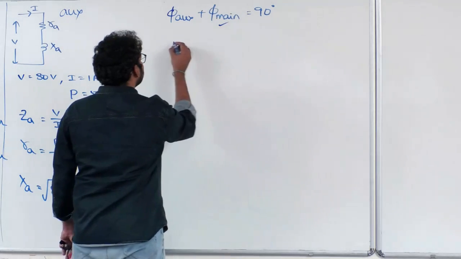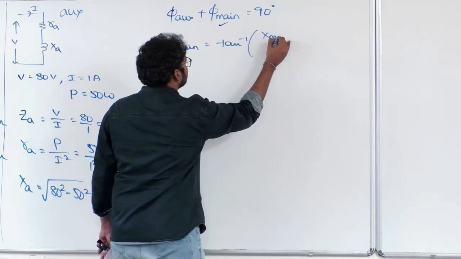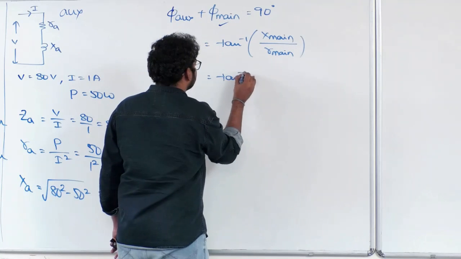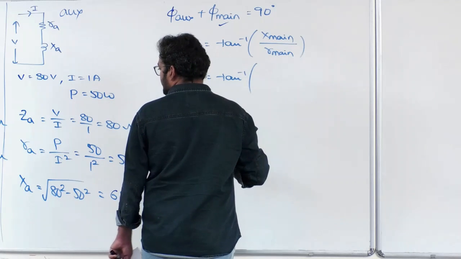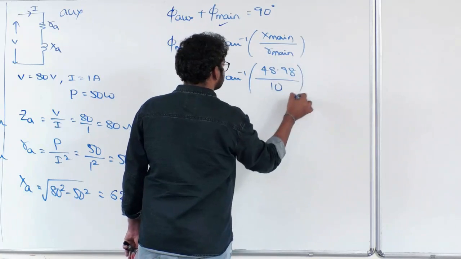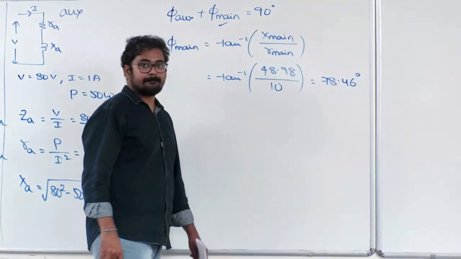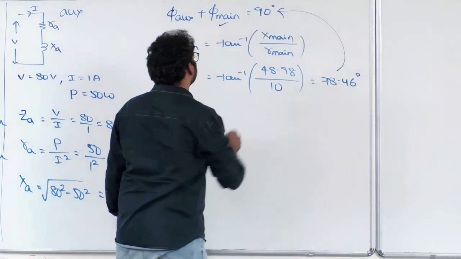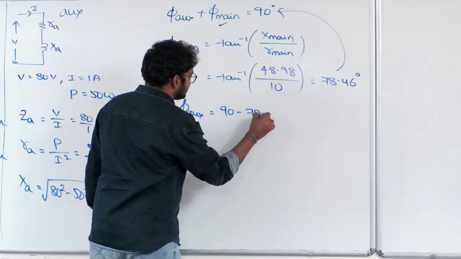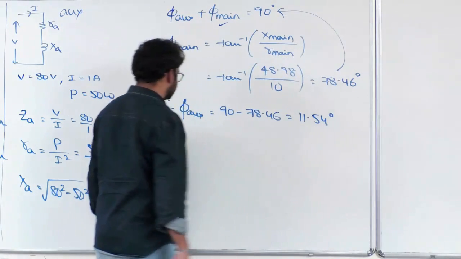First calculate phi main. Phi main is equal to tan inverse X main by R main. What is the reactance of the main winding? Already we calculated it. I am taking the same data from the previous problem. R main is 10 ohms. Therefore phi main will be 78.46 degrees. Now substitute this phi main in this formula. Therefore, phi auxiliary is equal to 90 minus 78.46. Therefore, phi auxiliary is 11.54 degrees.